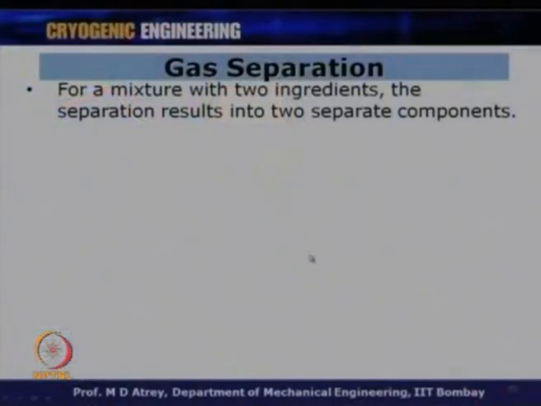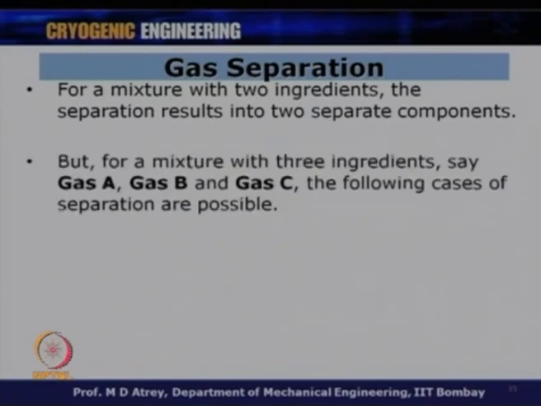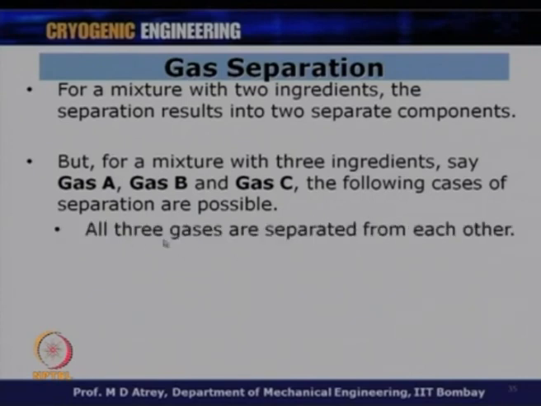Going ahead from what we have learned, for a mixture with 2 ingredients, the separation results in 2 separate components. This was a simple case. You have gas A and gas B, and you separate out gas A and gas B. But we can have a mixture wherein there are 3 components: gas A, gas B and gas C. For a mixture with 3 ingredients, the following cases of separation are possible. What are these cases? All 3 gases are separated from each other. That means, after separation I get gas A, gas B and gas C.